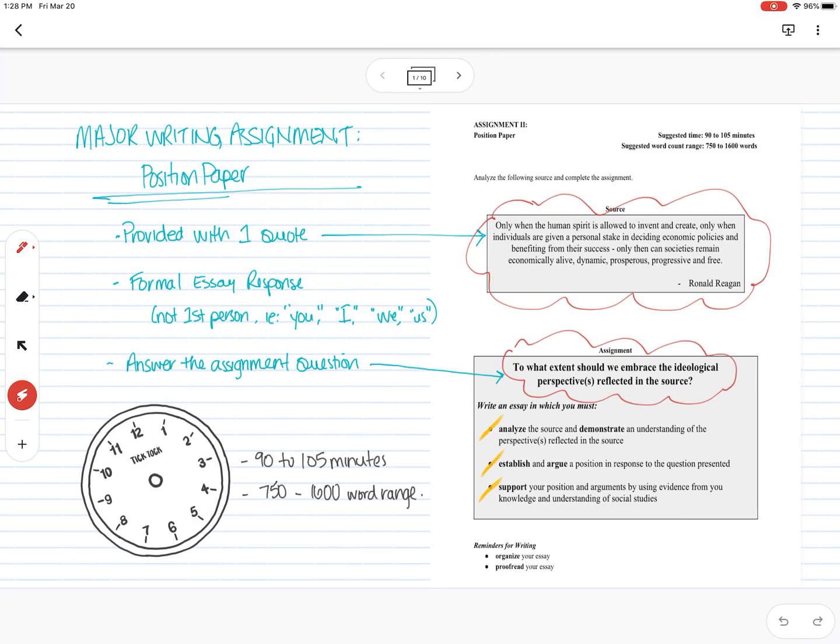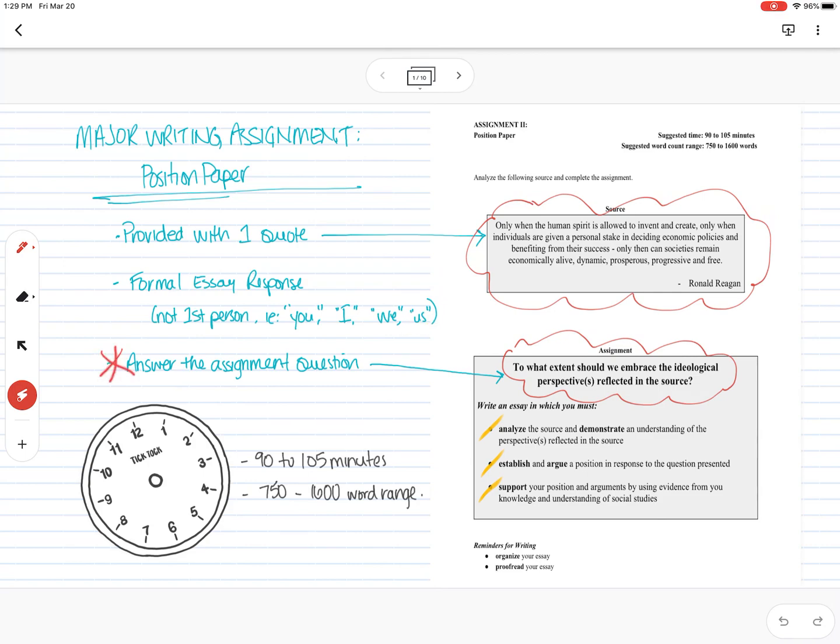So a couple things to keep in mind with this position paper is that number one, you're going to be provided with one quote. Typically, it's going to be something relatively short. It won't always have a thinker or a person that's associated with it. But it will be a quote or a short little excerpt in a perspective. You will be required to write a formal essay response, which means that you are going to refrain from using first person terms like you, I, we, us, so on and so forth.